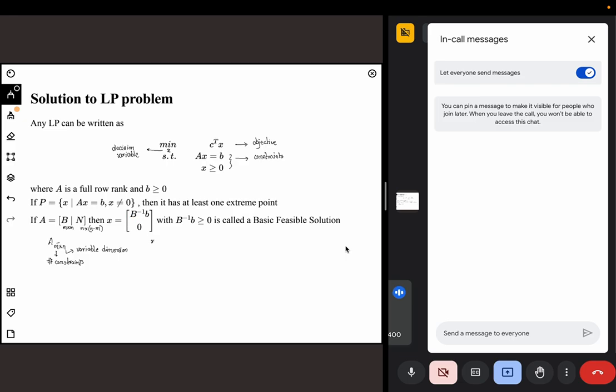For example, X can also be written as XB and 0, something like this. Then if I multiply this A with this X, we have B times XB equal to the small b over here. Maybe I should write B prime or something. These are the first m entries, and these are the remaining n minus m.